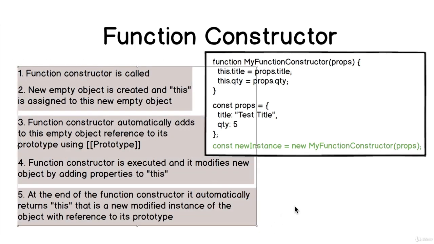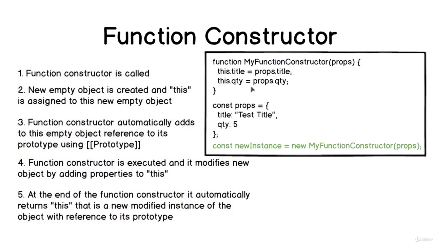Okay, short summary. At the beginning, this function constructor creates new empty object and automatically adds reference to its prototype that is equal to prototype property of this function. Next, you can modify this new object adding new properties to it. And finally, at the end, function constructor returns this that is equal to brand new object with modified properties.